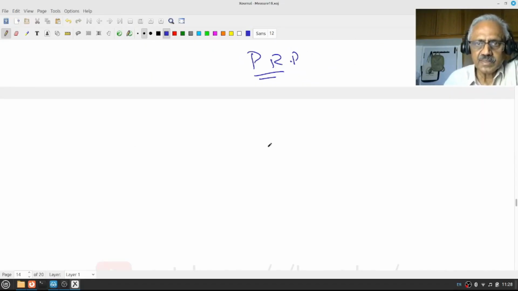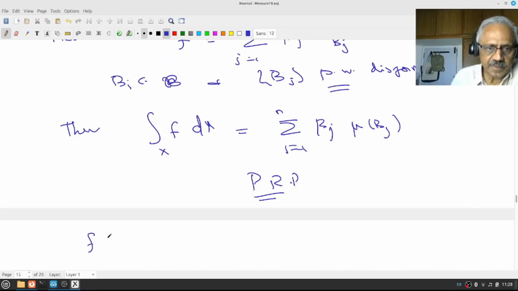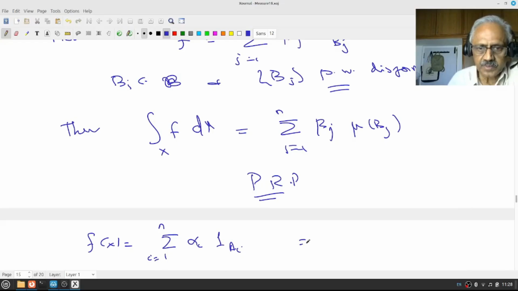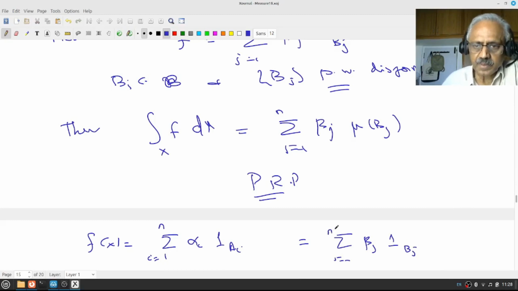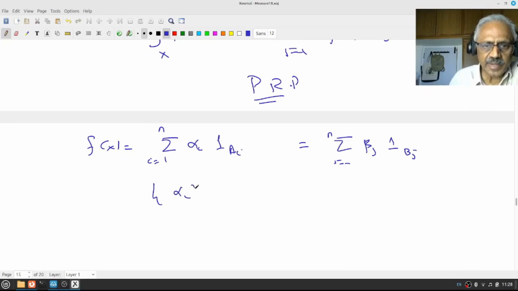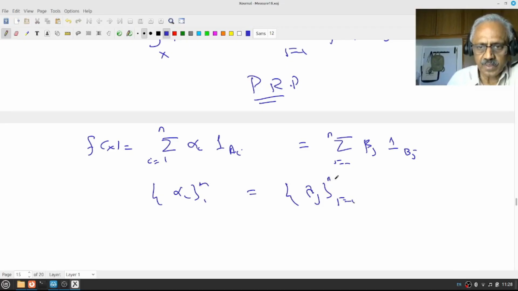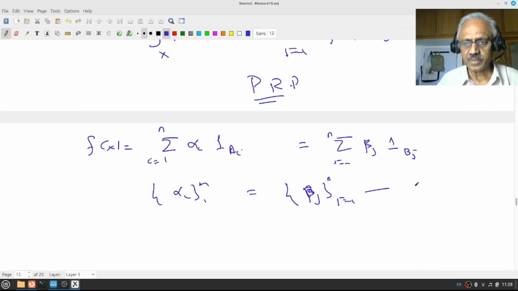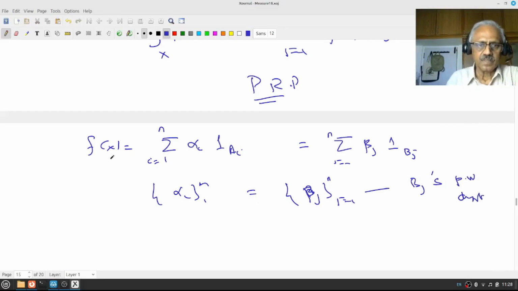First notice that f(x) is the summation of α_i times the indicator function of A_i, i equal to 1 to n. This is also equal to the summation of β_j times the indicator function of B_j, j equal to 1 to n. Right? Therefore, the values α_i, i equal to 1 to m, are exactly the values β_j. Notice that here we used that the B_j's are mutually disjoint. Because what are the possible values?